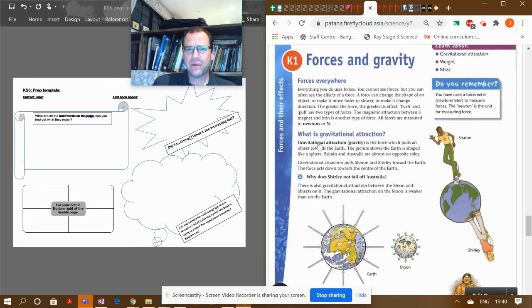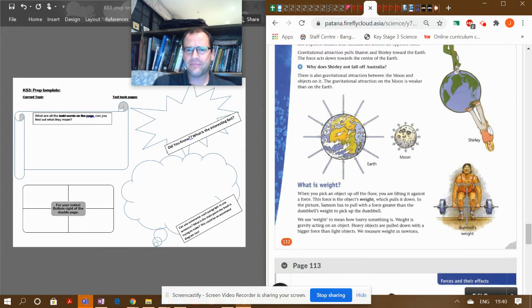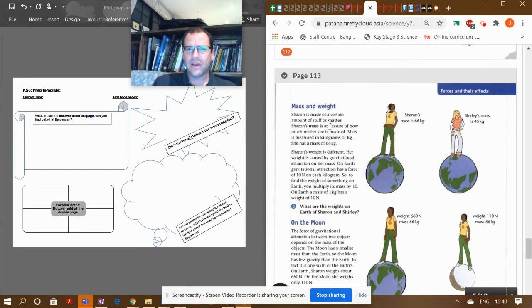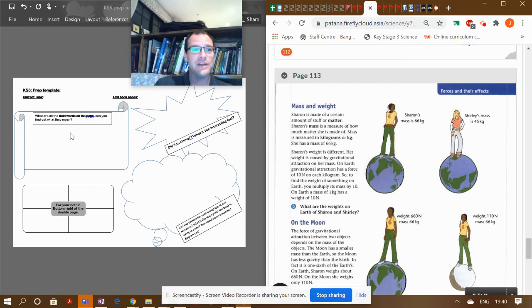On the textbook page here is Newton's, or N, big N. Gravitational attraction, gravity. Weight. Matter, mass, kilograms. All of these are key words, and they are actually found in the glossary at the back of your book in alphabetical order. So the meanings are all there. What I want you to do is write down the keywords in the box and then put the meanings into there as well. So we've got all the definitions of the keywords that we need for that page.